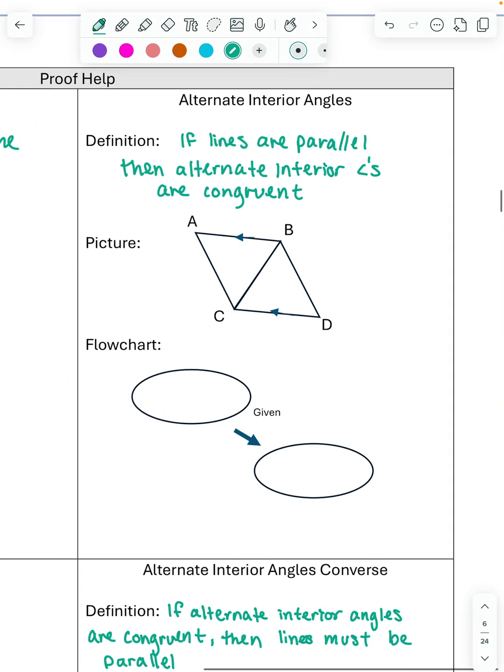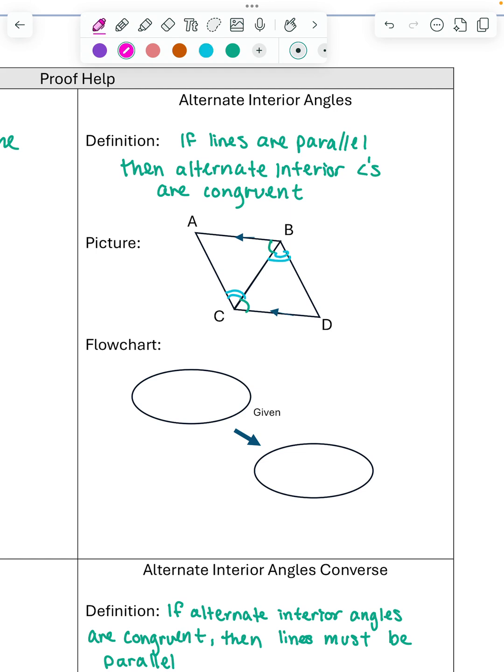Moving on to alternate interior angles, this one we should be uber familiar with by now. If lines are parallel, so in this case AB and CD, denoted by those arrows there, if those are parallel, then the alternate interior angles are congruent. So we have 2 sets of alternate interior angles.